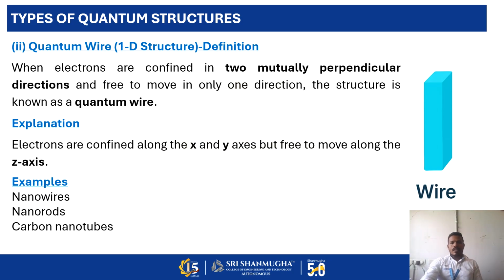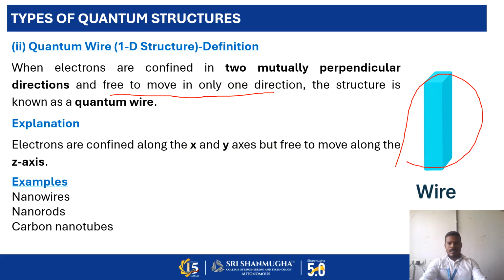The next structure is the 1D structure. The definition: when electrons are confined in two mutually perpendicular directions and free to move in only one direction, the structure is called a quantum wire. These are the structures of quantum wire. The explanation is that they are confined in X and Y but free to move along the Z axis. The examples are nanowires, nanorods, and carbon nanotubes.